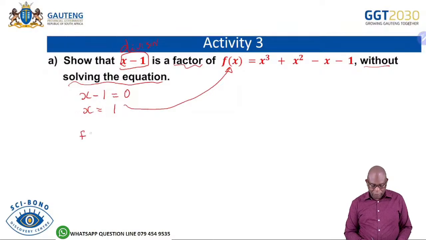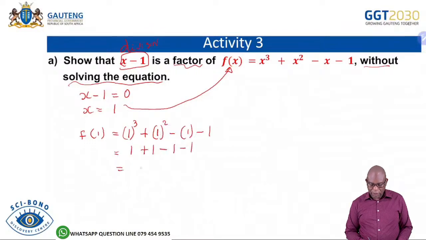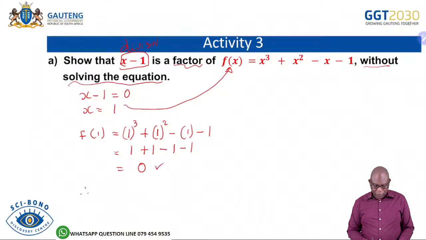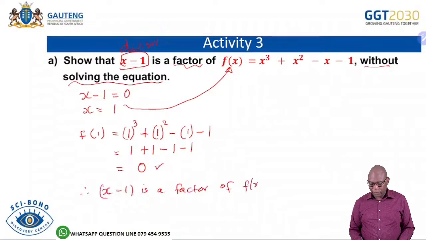So I'm going to say f of 1 is equal to 1 cubed, put brackets please, plus 1 squared minus 1 minus 1. So if I get 1 plus 1 minus 1 minus 1, my answer gives me 0. You see, so if it gives me 0, what do I say? I'll say therefore x minus 1 is a factor of f, because the answer that I got is 0.